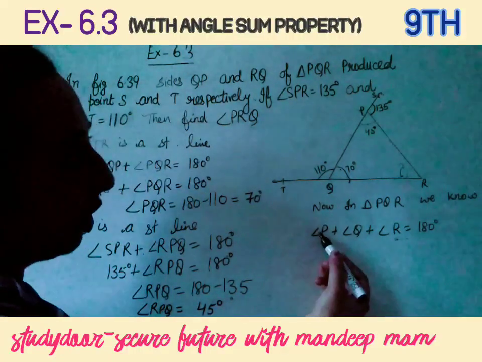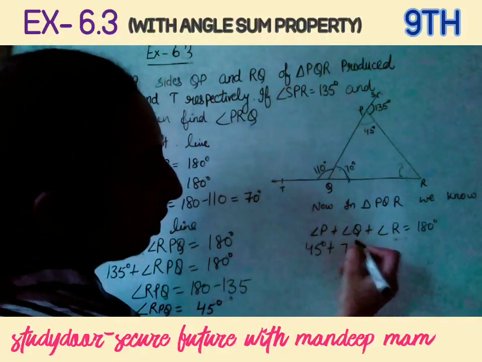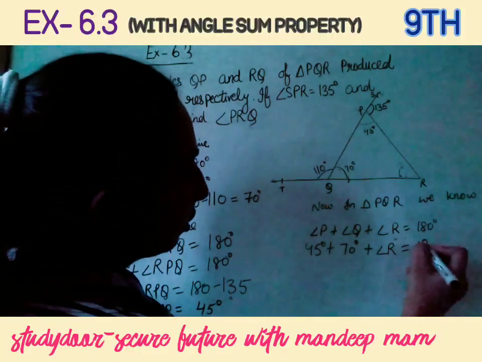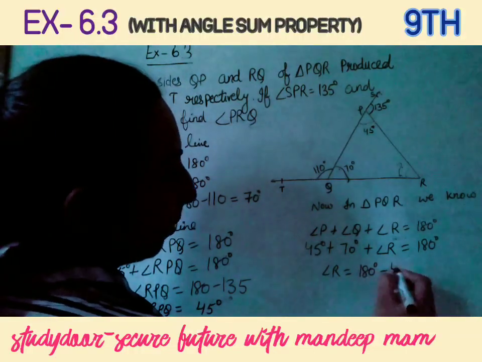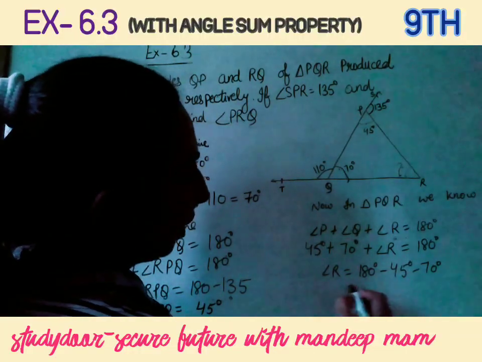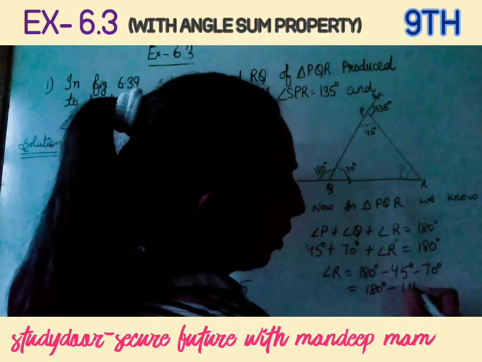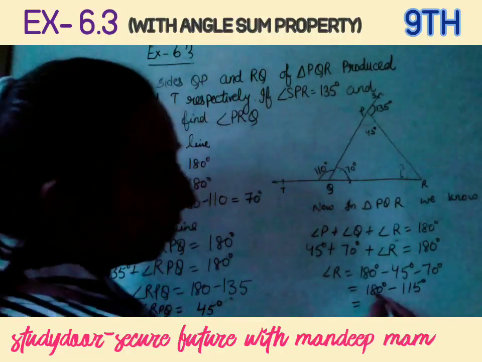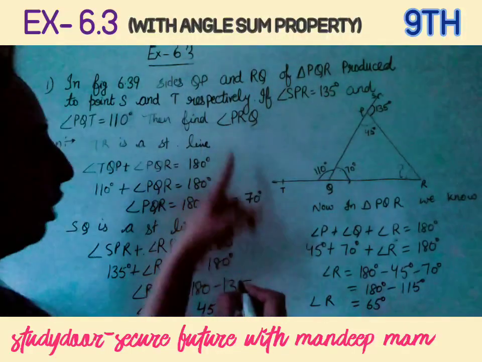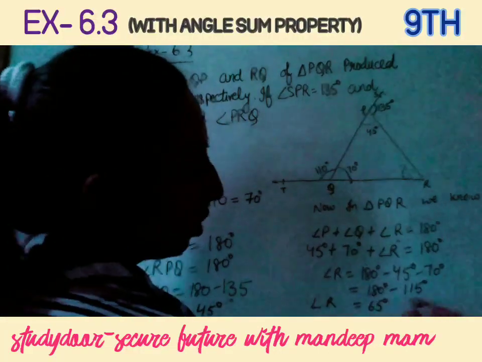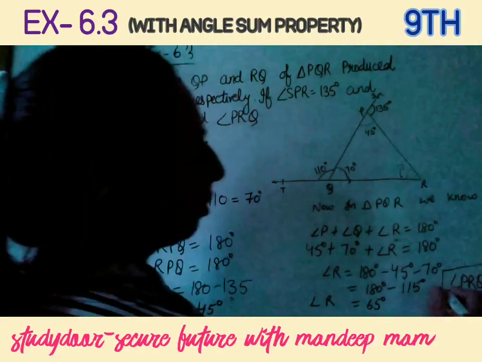We have found that angle P is 45 degrees, angle Q is 70 degrees, and angle R we have to find out. So angle R is equal to 180 degrees minus 45 degrees minus 70 degrees. The sum of these two angles is 115. So 180 minus 115 is equal to 65 degrees. So we find out that angle PRQ is equal to 65 degrees. That is our answer.